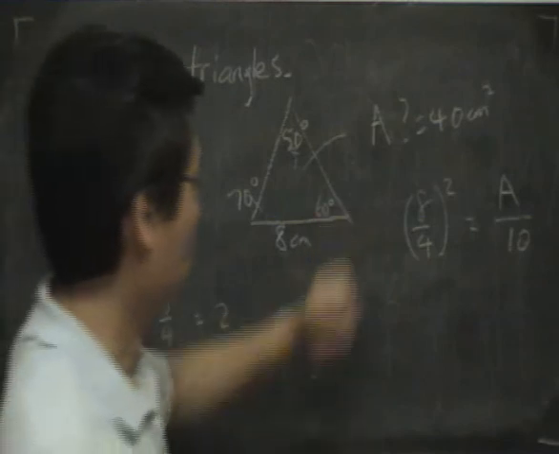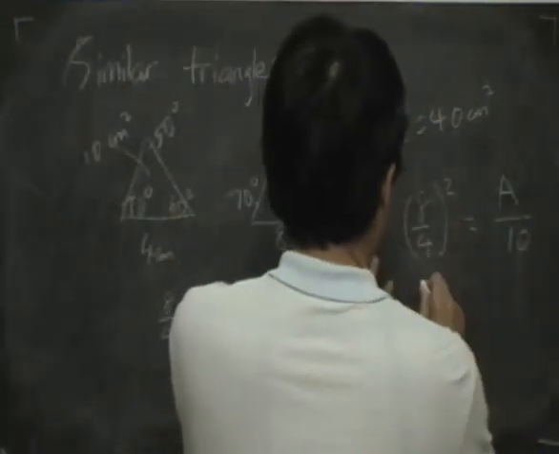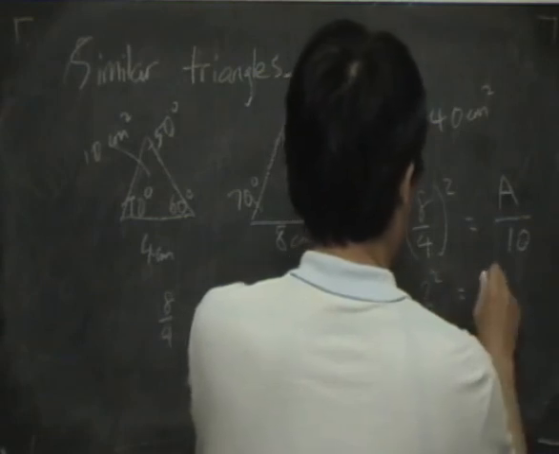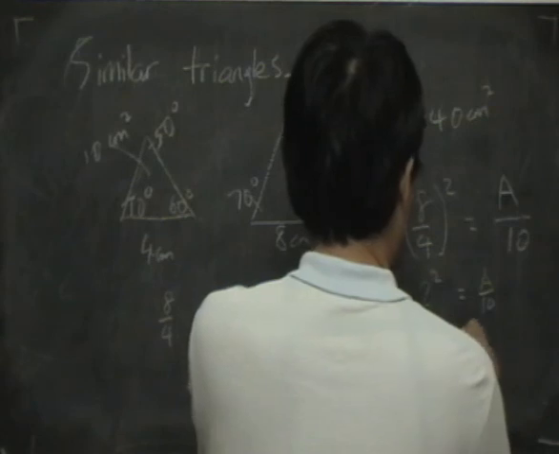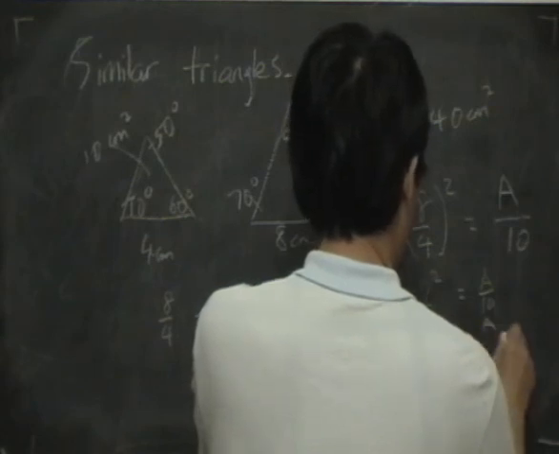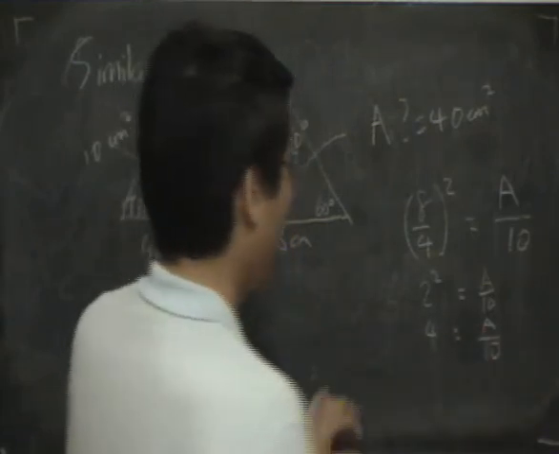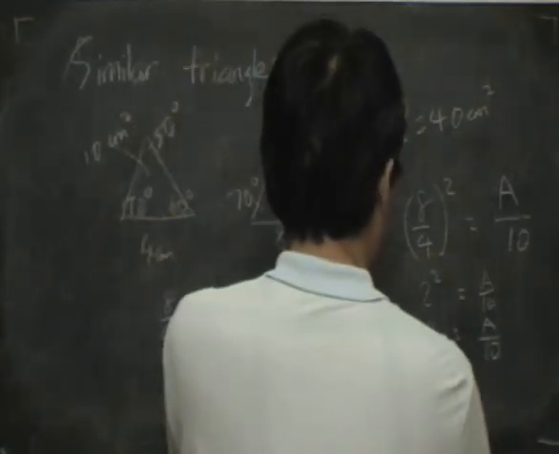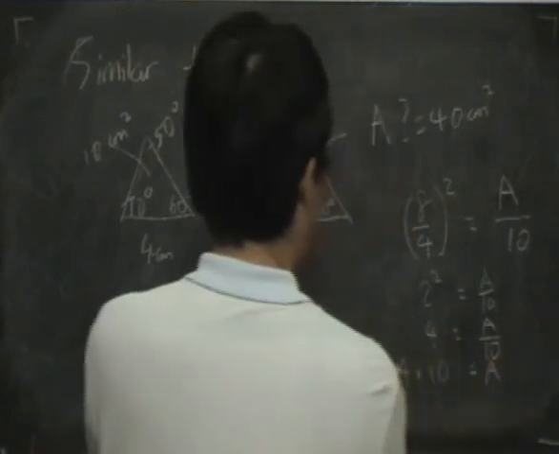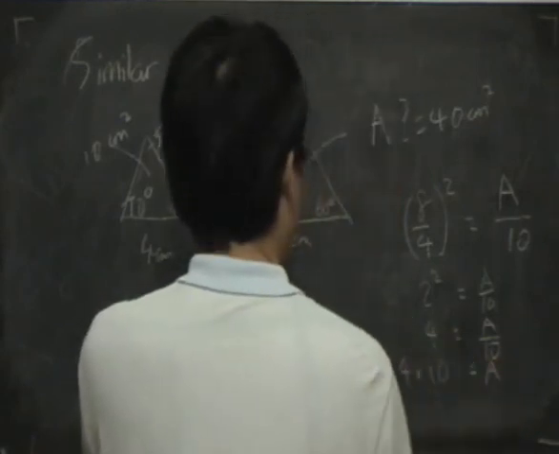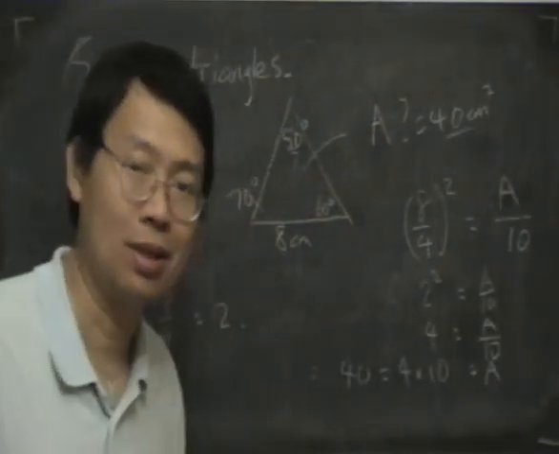Of course, you can also do it using this equation. Let me just complete this. So 8/4 is 2, squared is 4, and it's A/10. Then we multiply both sides by 10, and we get 4 times 10 is equal to A. 4 times 10 is 40, which is the same as what we got using the quick method.